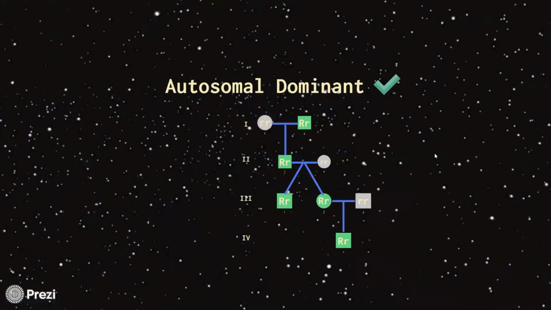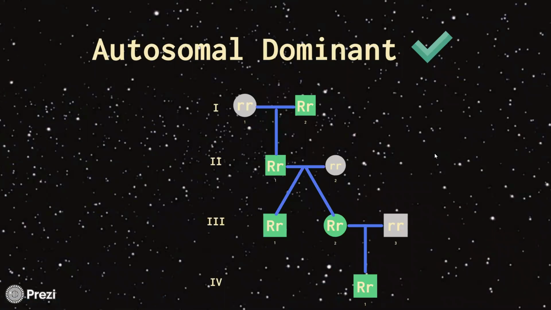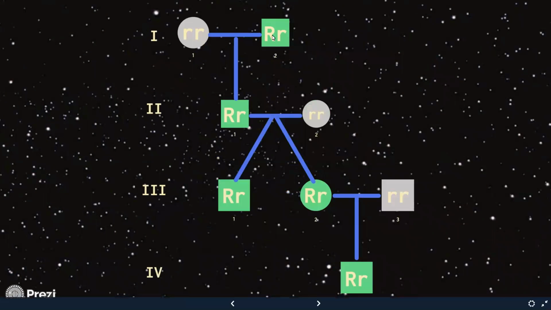The last possible mode of inheritance is autosomal dominant. This trait can be passed down in this way as long as the first affected individual is heterozygous dominant.